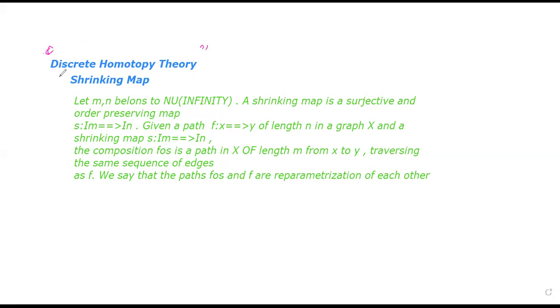So today our topic is shrinking map. What is the definition of a shrinking map? Let's say m, n belong to the natural numbers union infinity, meaning m, n may be a finite number belonging to the natural numbers, or may be infinite. A shrinking map is a surjective and order preserving map.